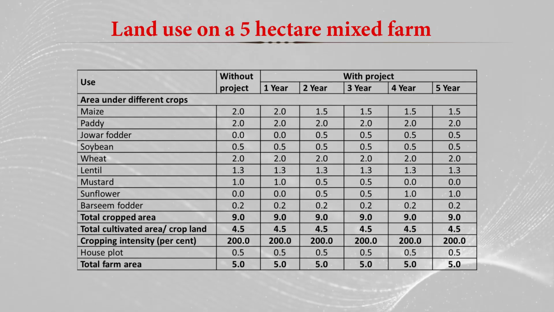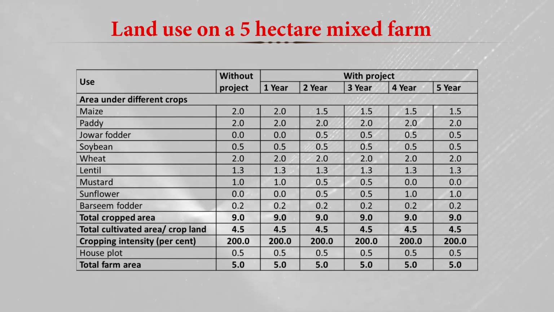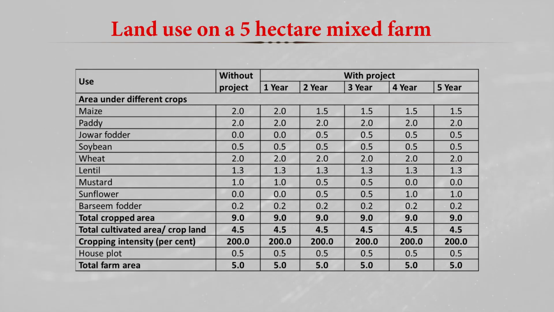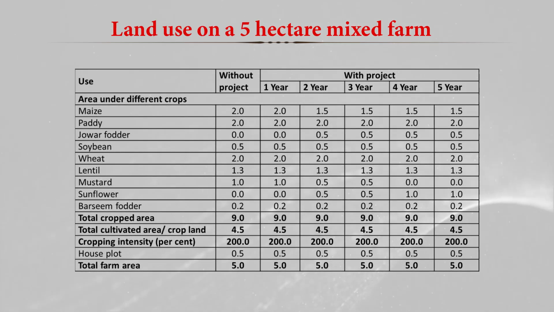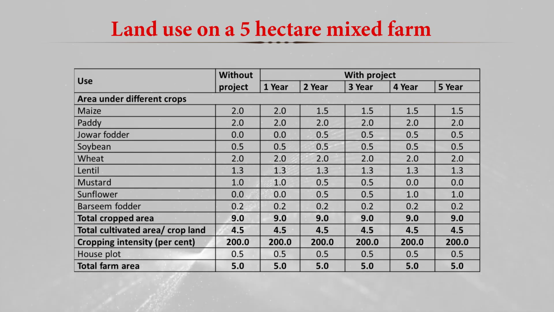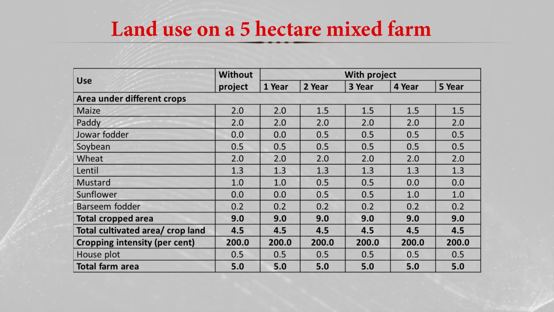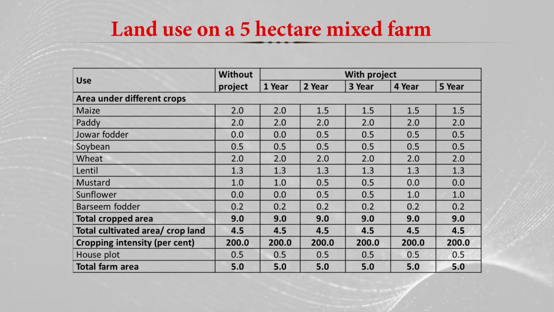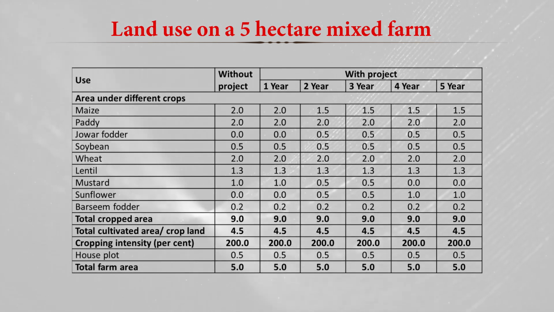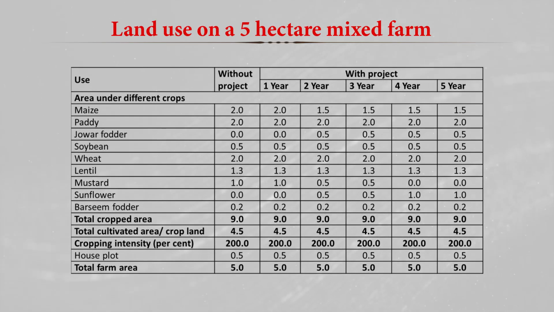In the case of without project, if there is no project, the area is allocated under different crops like maize and paddy, and there is no jowar fodder in the without project area. Then soybean, wheat, lentil, mustard, and sunflower is also not there in the without project, and the brushing fodder is also there. There are a total of 5 hectares of land, and out of that 0.5 hectare is allocated for the house plot. So the total net cultivable area available is 4.5 hectares.